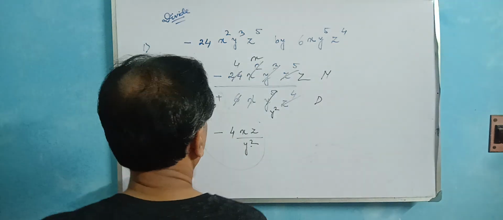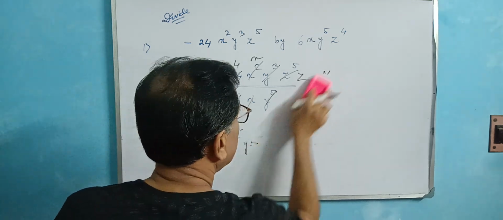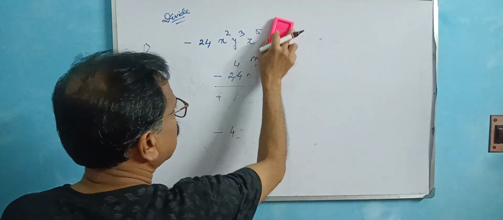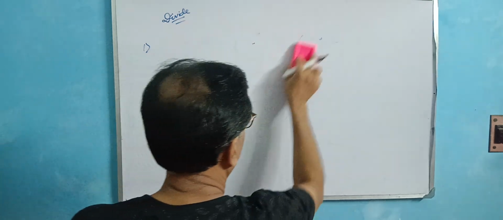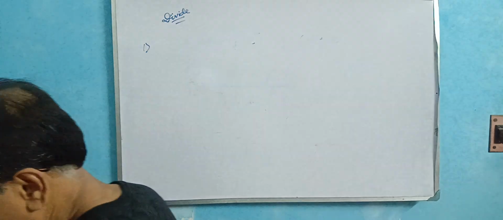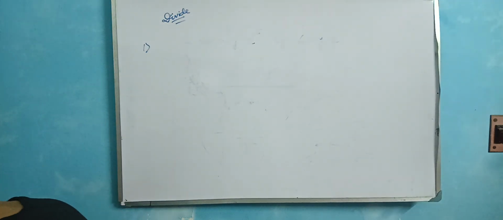Okay. Now the next sum. Division is very easy. Just the concept must be clear. No problem at all. Don't panic.